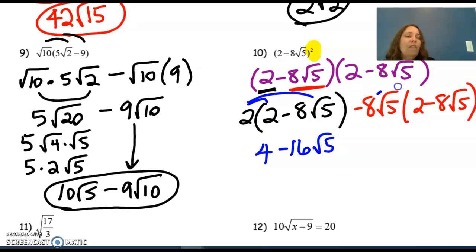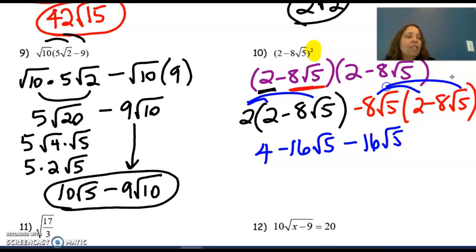Moving on, we have negative 8 root 5 times 2. Again, that's a lot of different parts. Sign, outside, inside. We have a negative times a positive, which is negative. 8 times 2, which is 16, and then the radical 5 follows along.